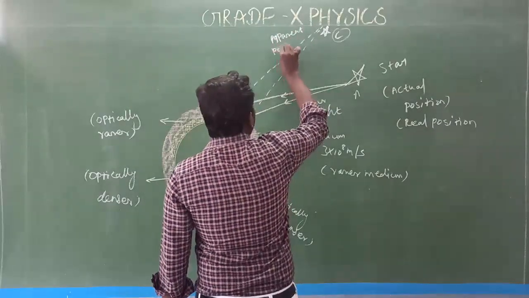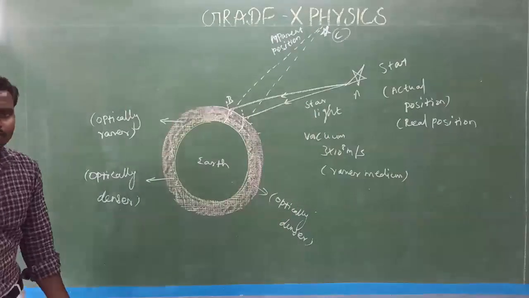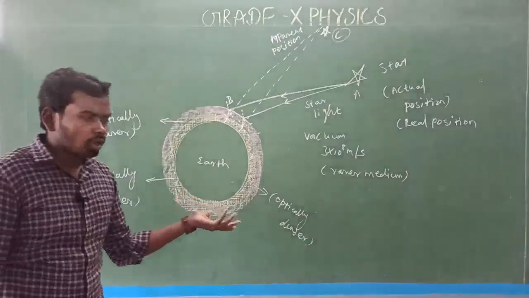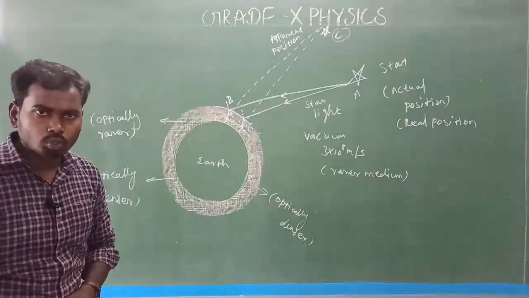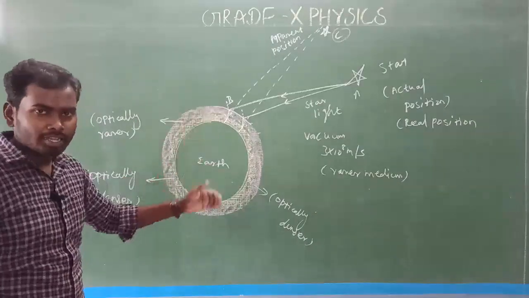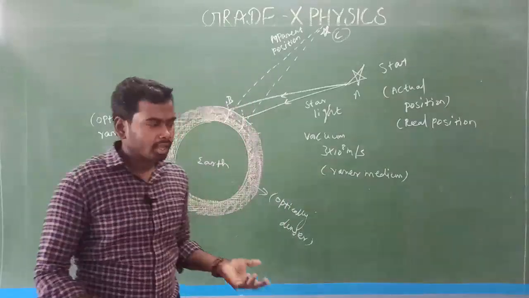Apparent position of the star. It's very simple. That's all. Here the star position appears to be raised due to this refraction of atmosphere. Am I right? Yes, correct. That's all. Okay, very simple.